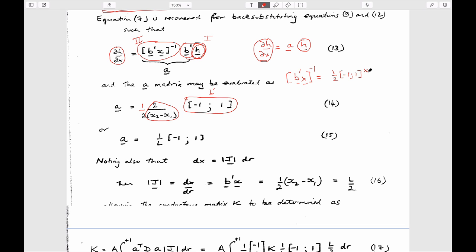Multiplied by x1, x2, brackets, minus 1. And so if you write that out in longhand, which I'm sure you can, it's just going to be equal to a half minus 1 times x1 plus a half x2. So it's just actually equal to x2 minus x1.